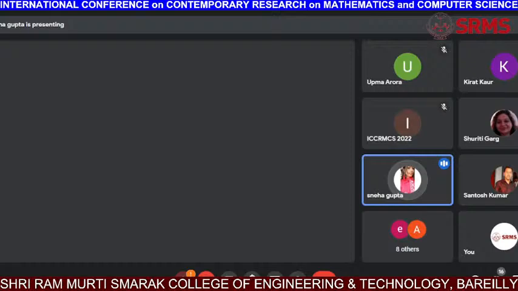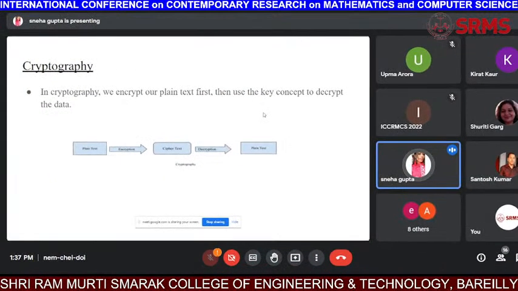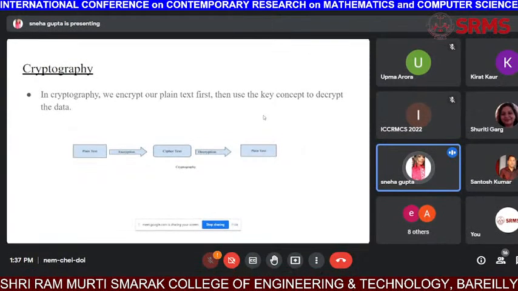For images or for text or for any kind of data? Any kind of data. Like in cryptography, we can send any type of data. Okay, tell me how it is different from watermarking. Okay, wait a minute, sir. Wait a minute, ma'am. Sorry, ma'am.